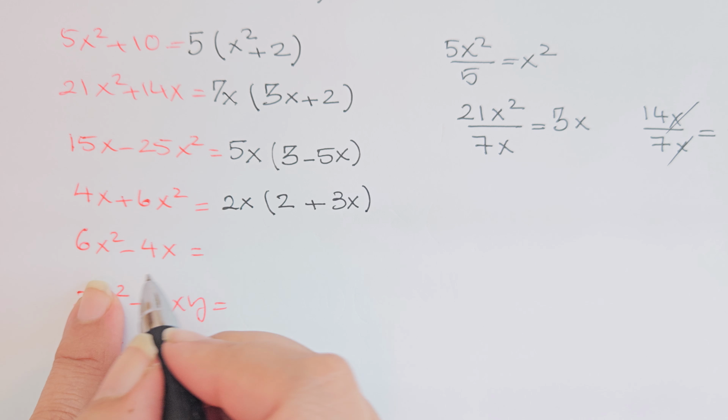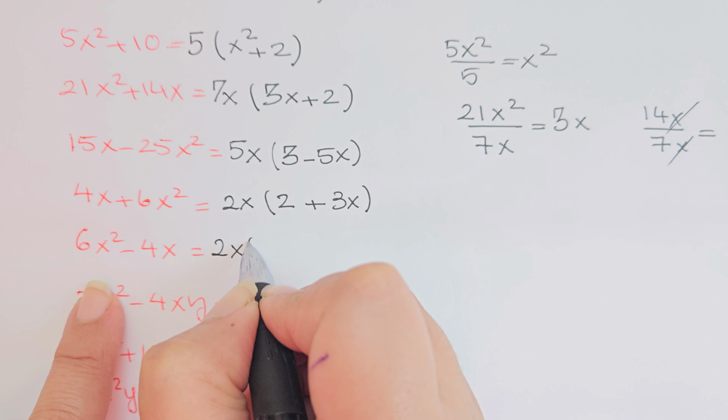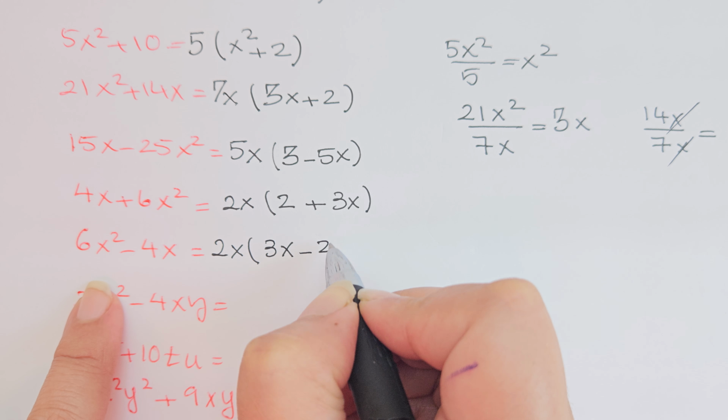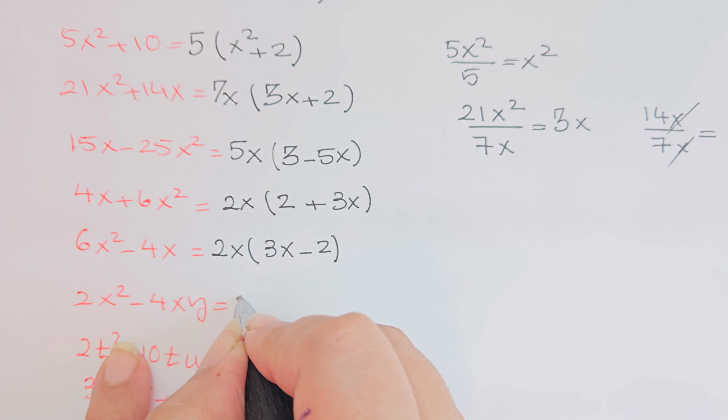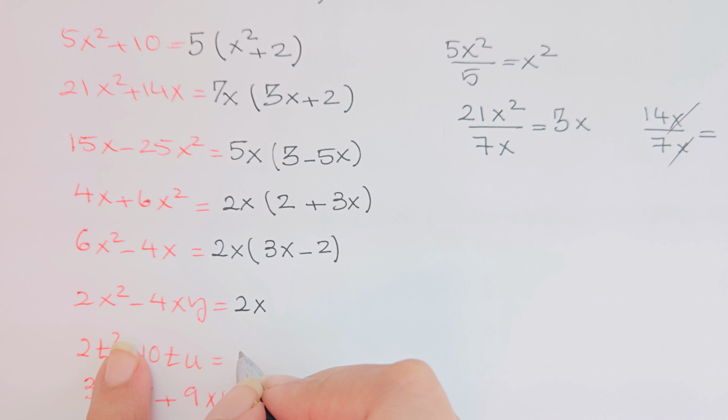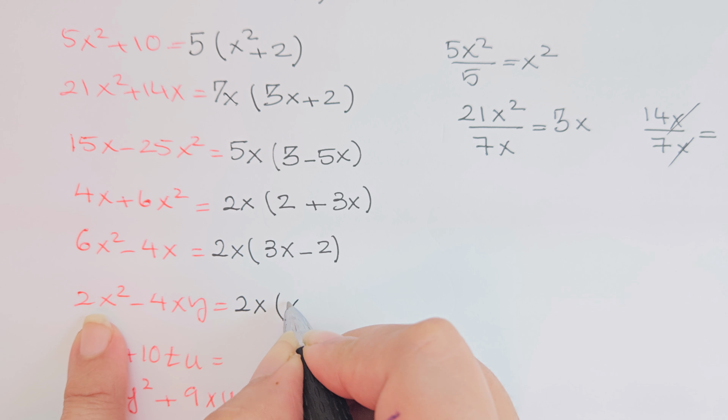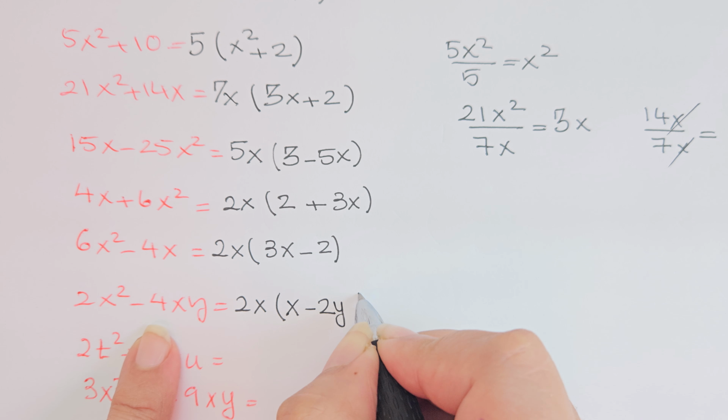How about this one? This one, I'll go with 2x again, but take a look at here, 3x minus 2, right? In here, it's another type of question. The first term, you only have one variable, but with the second term, you have two variables. But the thing is, one of these variables is repeated in both terms. So what you can do, you can just factorize the term which is repeated in both terms. So let's say 2x. Then I'm left with x minus 2y.